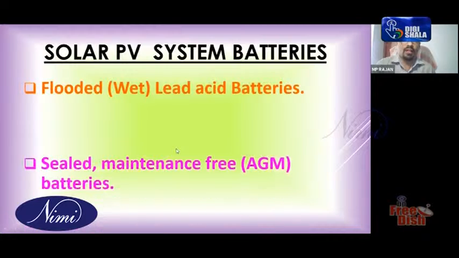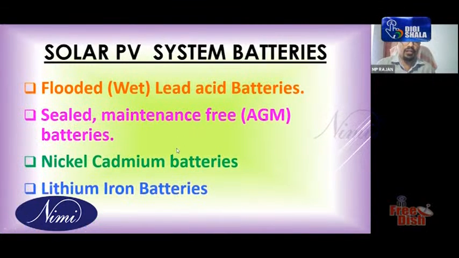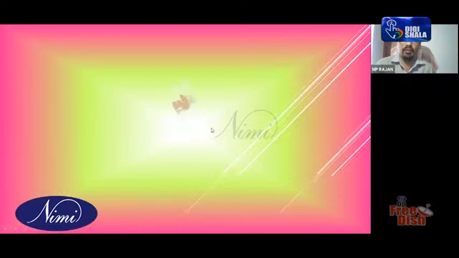So these are the batteries normally we use in our solar power system: flooded lead acid battery, sealed maintenance-free battery, nickel cadmium battery, lithium ion battery. Lithium ion and flooded lead acid batteries are very commonly used. This is a maintenance-free battery also. Nowadays it is very common. We need not worry about the topping up of the battery.